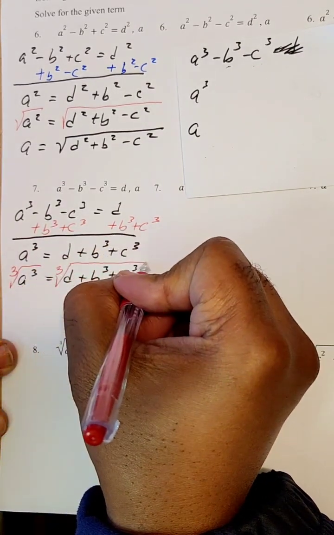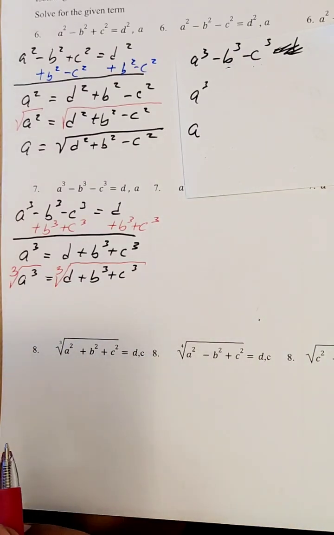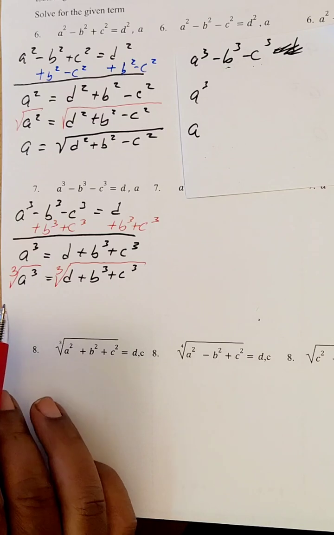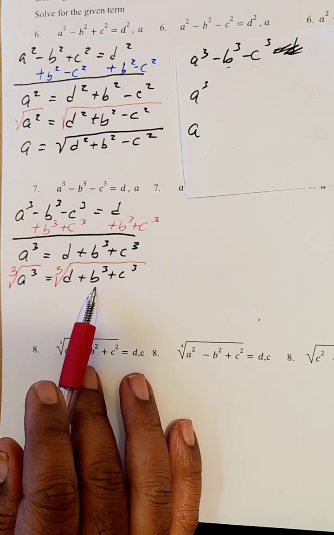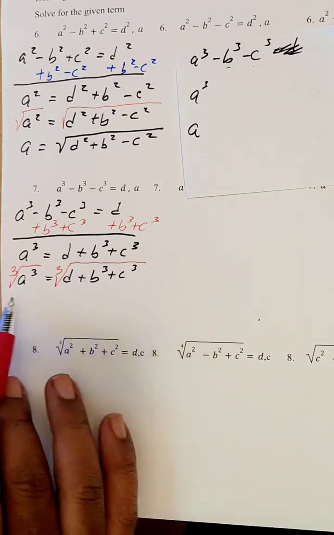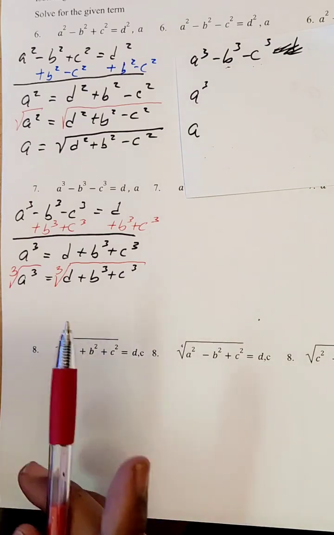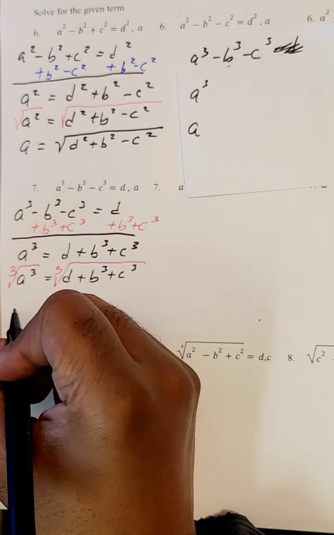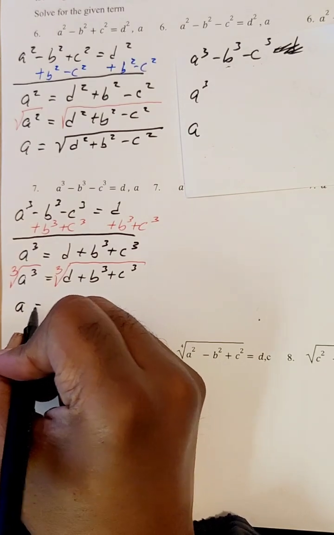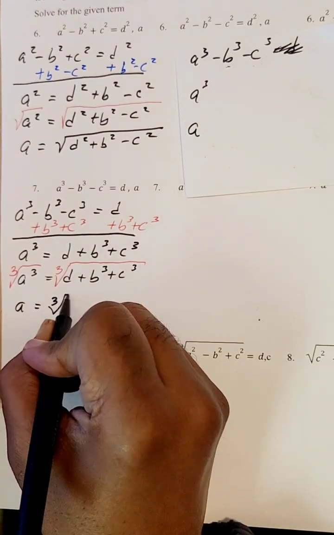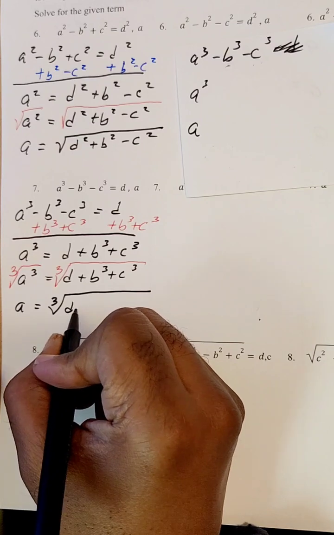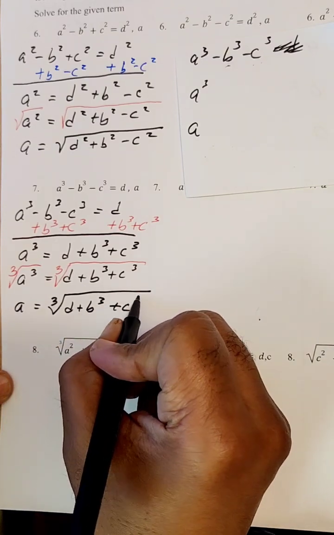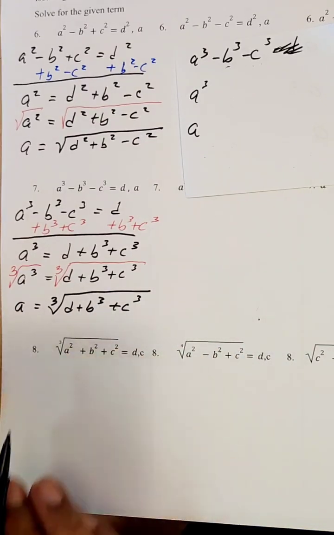With the cube roots, we don't use plus or minus because if this side is positive, that side will be positive. If this side is negative, that side will be negative. Same thing, so it'll match. So we don't have the plus or minus issue here. We can just say A equals the cube root of D plus B cubed plus C cubed. And that solves for A.